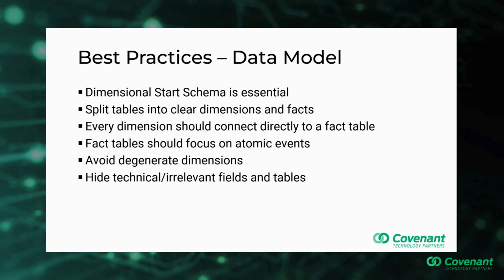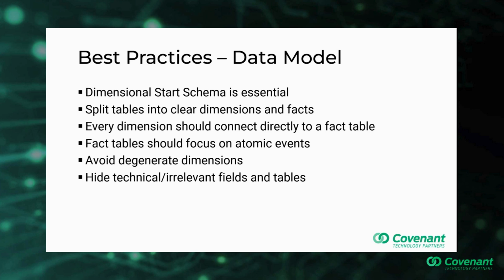Next, fact tables should always focus on an atomic event, meaning what exactly happened. I'm not trying to roll things up. We will let the system do aggregates. So instead of aggregating sales by week or month, I want the individual sales transactions. That is where my facts should be. That's going to allow the most flexibility in terms of asking questions of our data models.